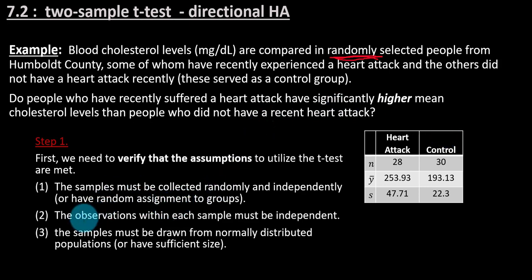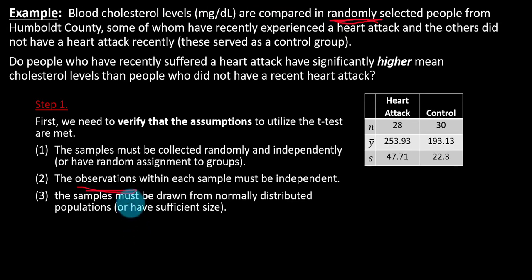Secondly, the observations must be considered independent. I think that's a fair assumption that any one individual, regardless of the group they're in, my cholesterol level is probably not influencing or dependent upon another individual's cholesterol level. Lastly, the requirement that often takes a little bit of work is this last one, in which the samples must be considered to be drawn from normally distributed populations or have sufficient size. And that's an or, not an and.